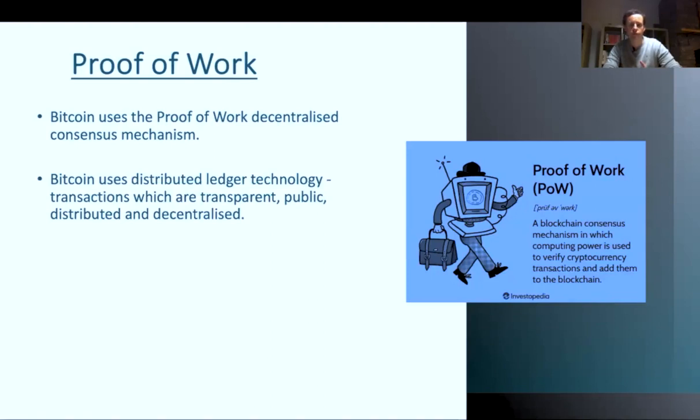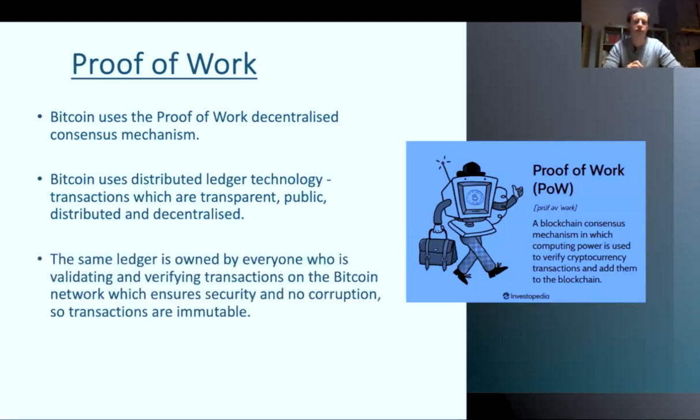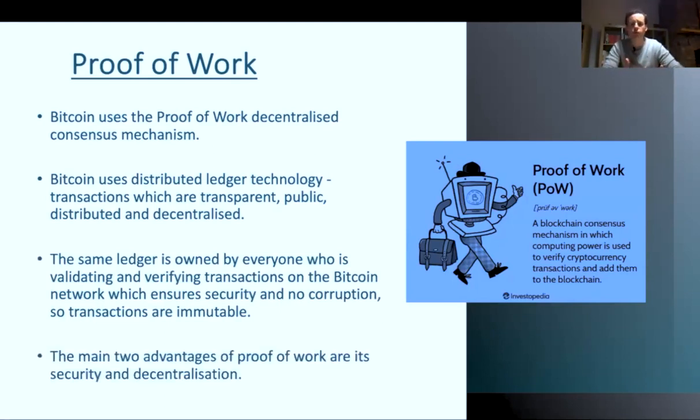Bitcoin uses distributed ledger technology, which is essentially a collection of financial accounts or transactions, which are transparent, public, distributed, and decentralized. The same ledger is owned by everyone who is validating and verifying transactions on the Bitcoin network. And that ensures security and no corruption. So transactions are immutable. And immutable essentially means that you can't change them once they're final. You can't edit them. And the two main advantages of proof of work, which you probably know already, are firstly, security, and secondly, decentralization.